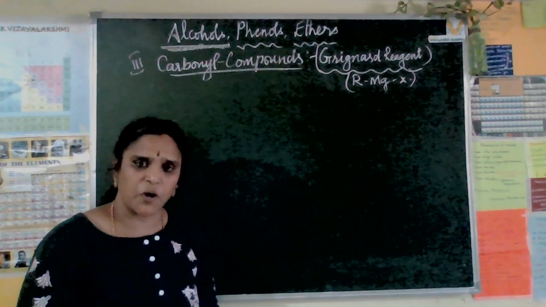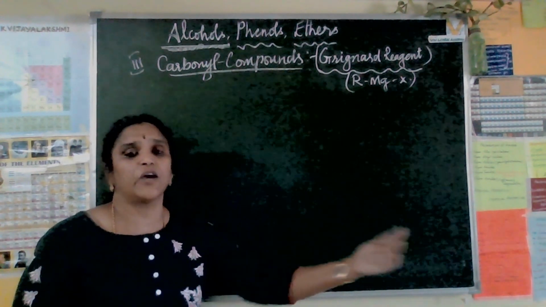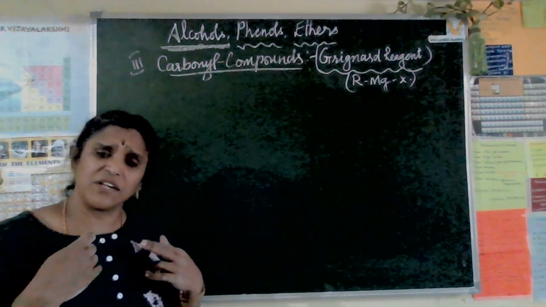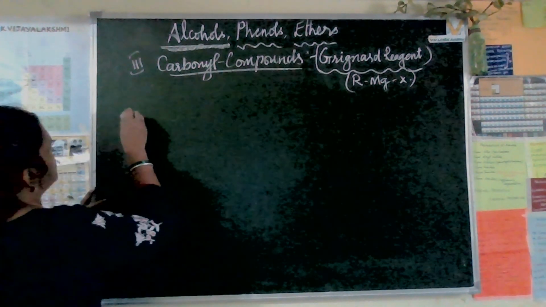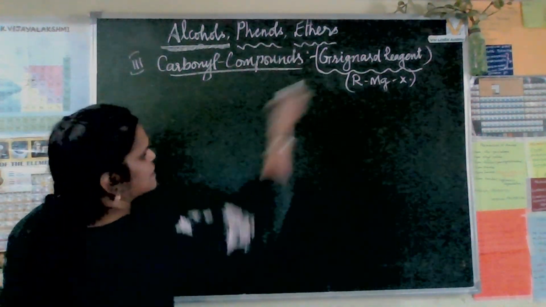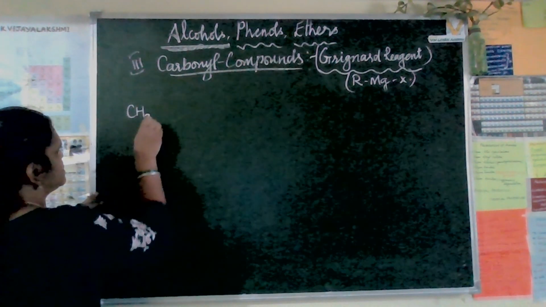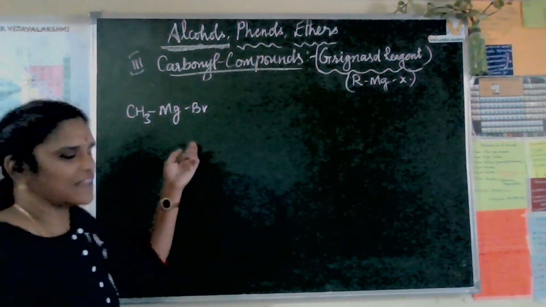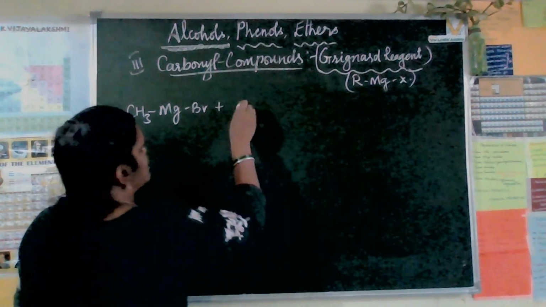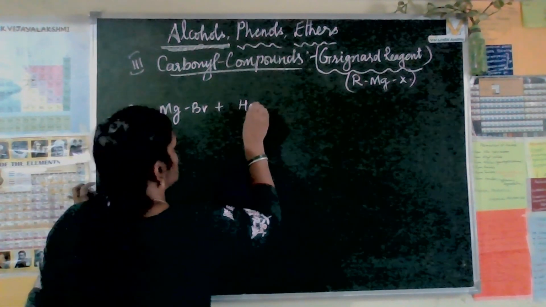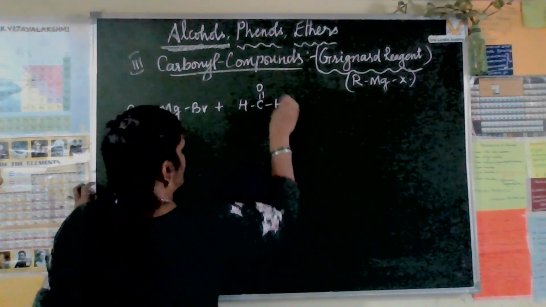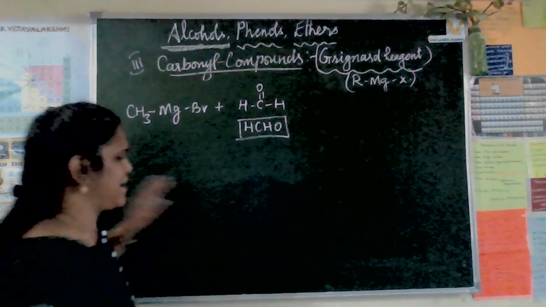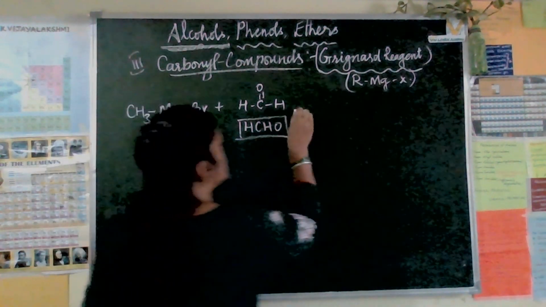You are getting an addition product. That addition product undergoes acid hydrolysis. You are getting alcohol. Now actually this is a two-step reaction. The first one is RMgX, a Grignard reagent. I just put CH3MgBr, methyl magnesium bromide. Grignard reagent combined with formaldehyde, HCHO. This is nothing but formaldehyde. So what happened?